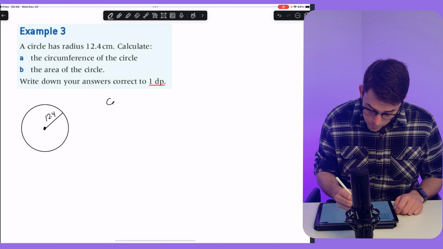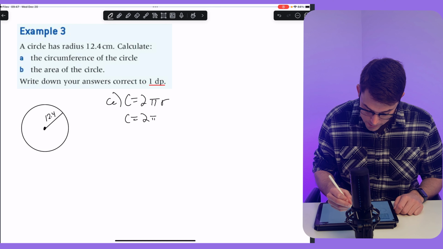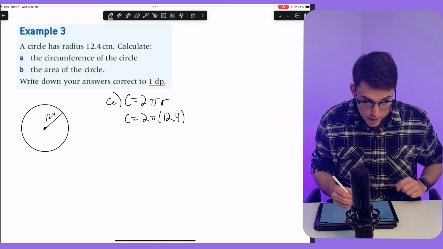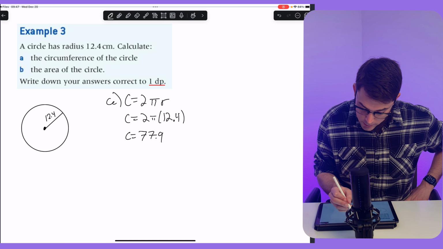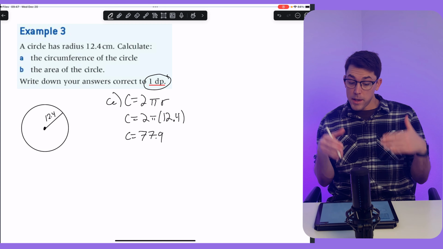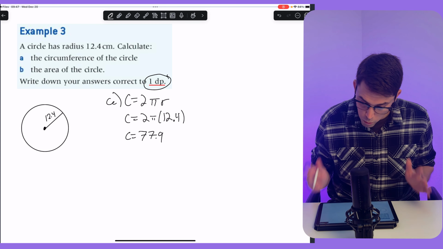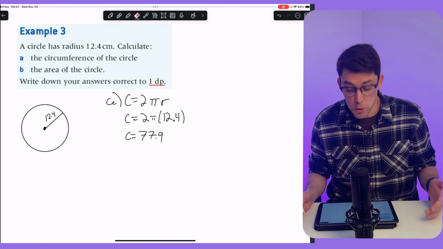Now, for part A, we know that the circumference of a circle is just 2 pi r, meaning the circumference is just 2 pi times the radius, 12.4. And then when we calculate that out, we would get 77.9, because remember, this is to one decimal place. This also happens to be three significant figures, but again, the problem is asking us for one decimal place, so let's make sure that we are taking that constraint into account.